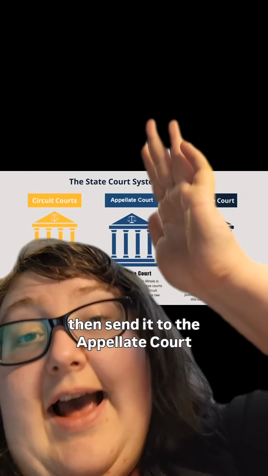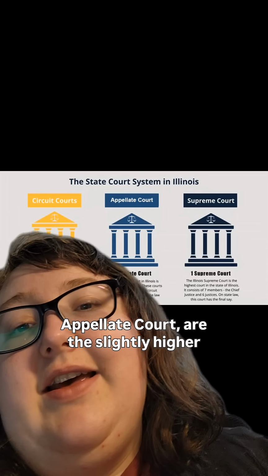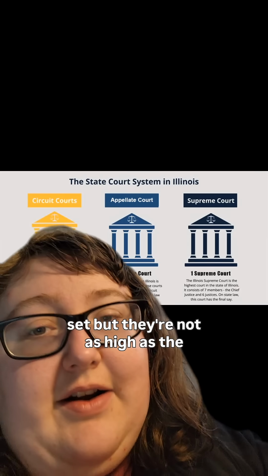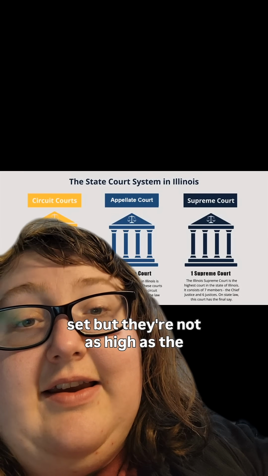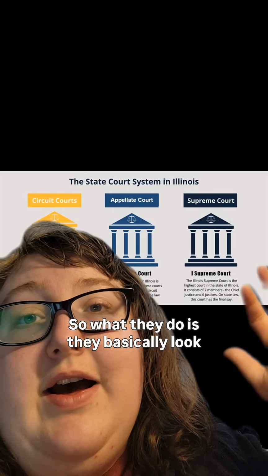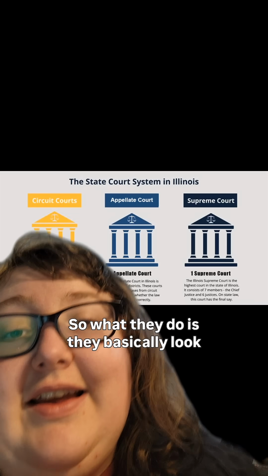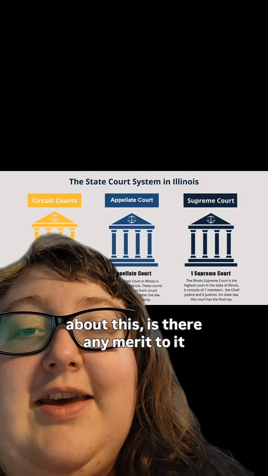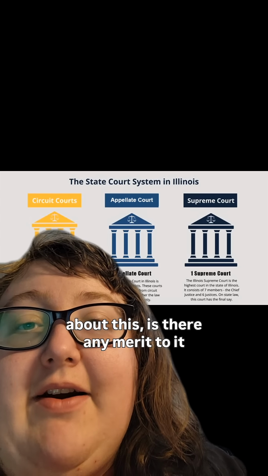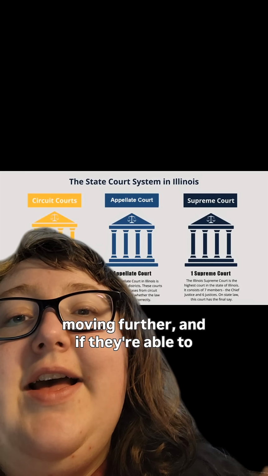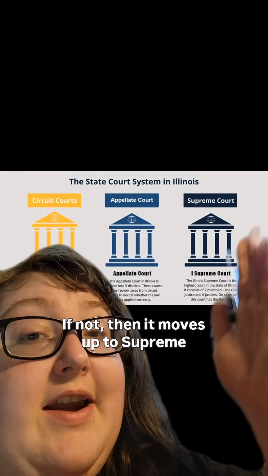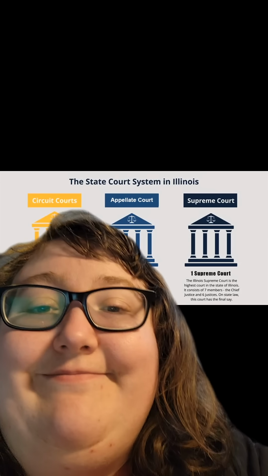However, if there's any question if it challenges constitutional or someone wants to push it up, they then send it to the Appellate Court. Appellate Court are the slightly higher set, but they're not as high as the Supreme Court. So what they do is they basically look at it, see what cases have been done about this, is there any merit to it moving further, and if they're able to come to a decision, it stops there. If not, then it moves up to Supreme Court.